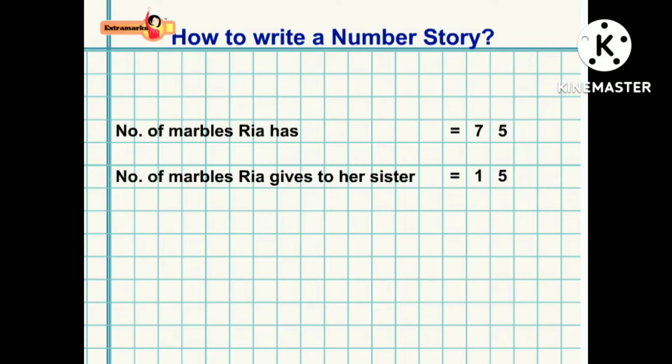Now, write the information you have to find out. That is, number of marbles left with Ria. Always remember to write the digits in the correct place to get the correct answer. For example, under tens and ones. 75 minus 15 equals 60.